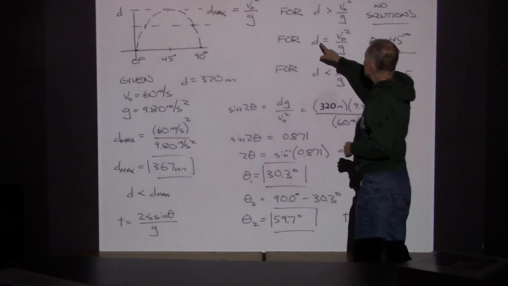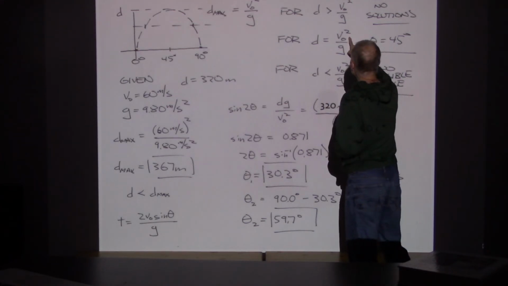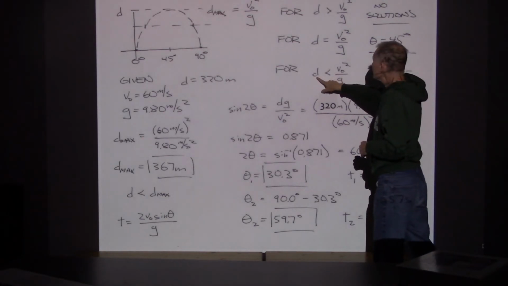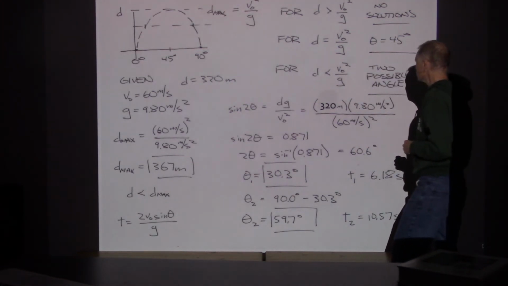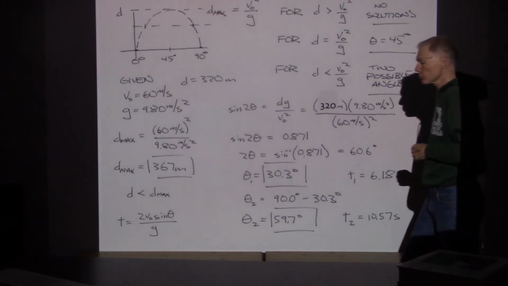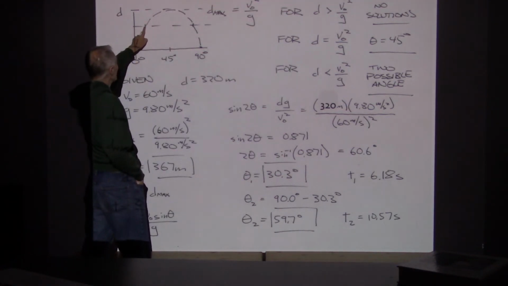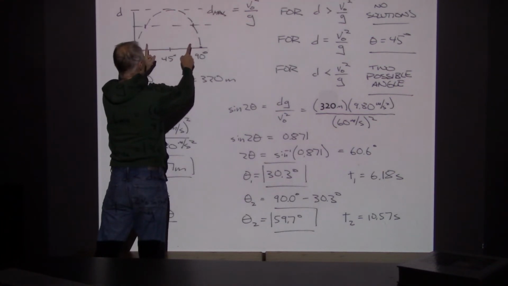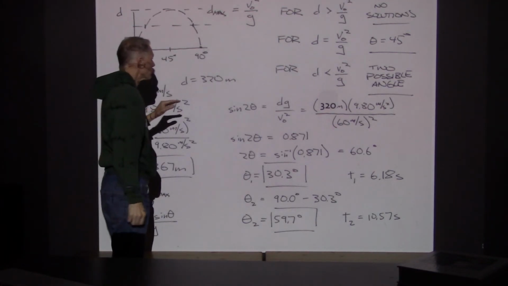Now, if d is exactly equal to v naught squared over g, then we can hit the target, but we've got to set the cannons at 45 degrees. If the distance we're trying to hit is within our range, v naught squared over g, then there are going to be 2 possible solutions. There's going to be one solution where we fire at a lower angle, and another where we fire at a higher angle, and they're going to be evenly spaced around the angle of 45. So we're going to use that approach.